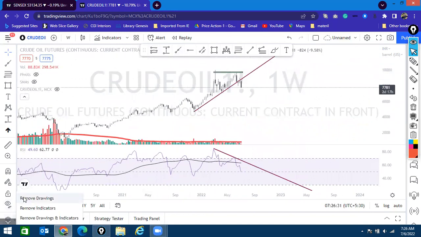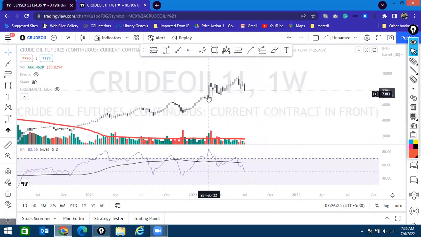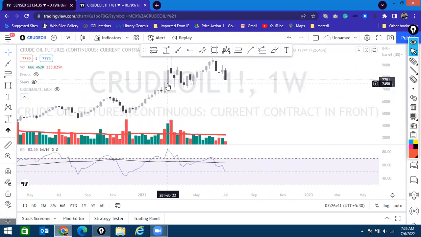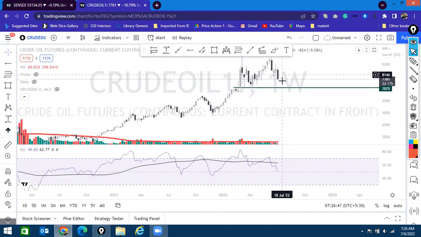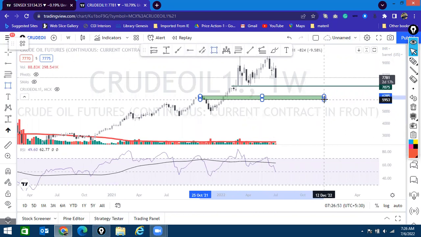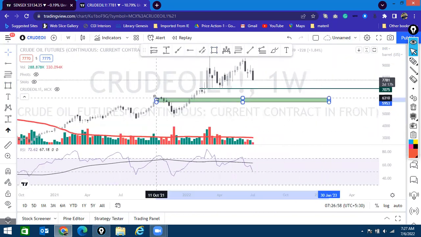We'll delete all drawings for a while. On the weekly basis, this big bullish candle has a significance. This is also an open-low candle for the week. So if this low gets removed, then we can see a big fall in crude, that is, crude will retreat till this level. For me, it's a big demand zone for crude.